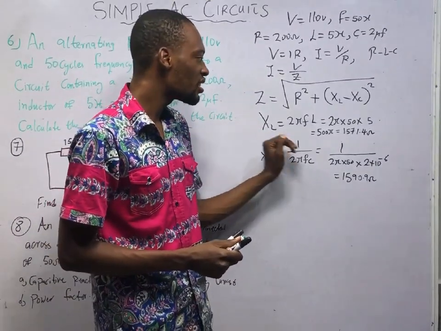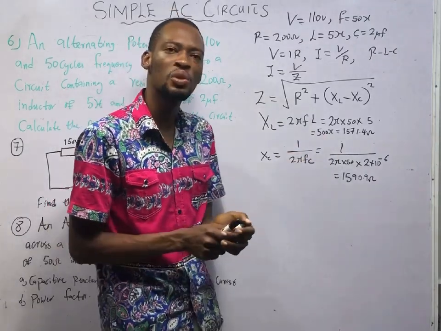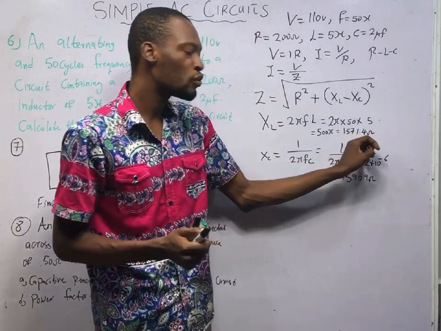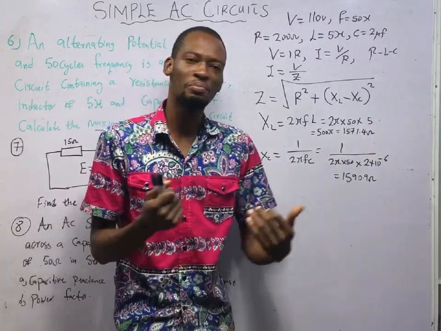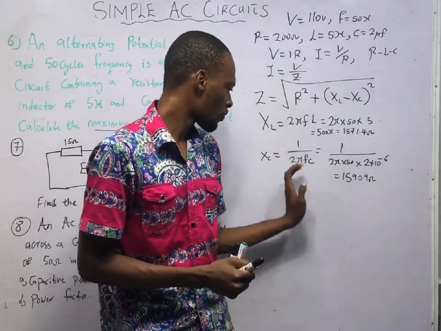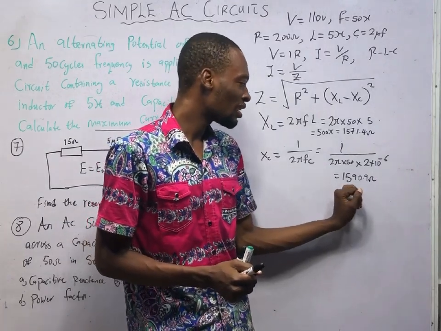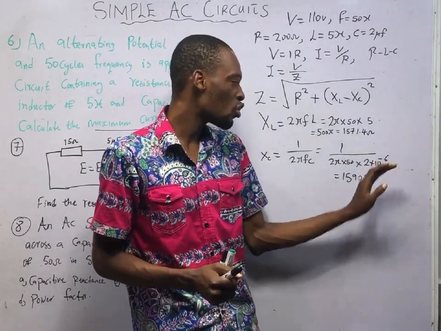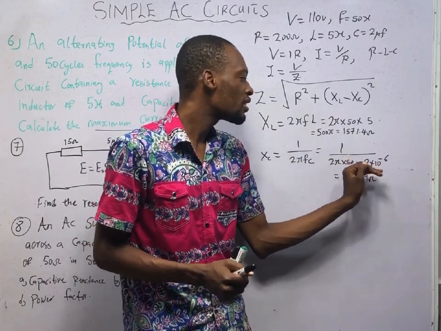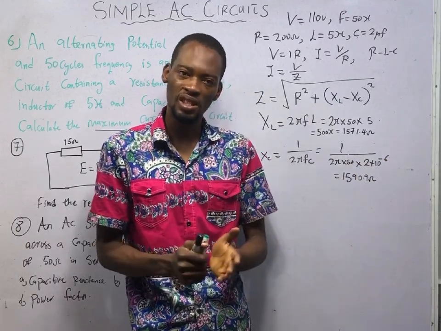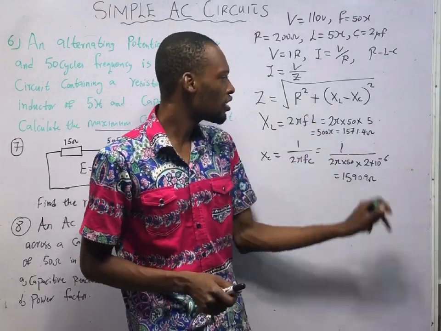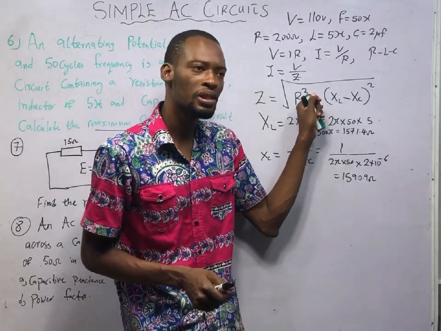The inductive reactance is 500 pi, and pi is 22 over 7. 500 times 22 over 7 is 1571.4 ohms. Reactance is measured in ohms because they are opposition to the flow of current. Capacitive reactance will give us 1590.9 ohms. That is 1 over 2 pi times 50 times 2 times 10 raised to the power of minus 6. Take pi to be 22 over 7. So from here, I think we have everything we need to look for impedance.